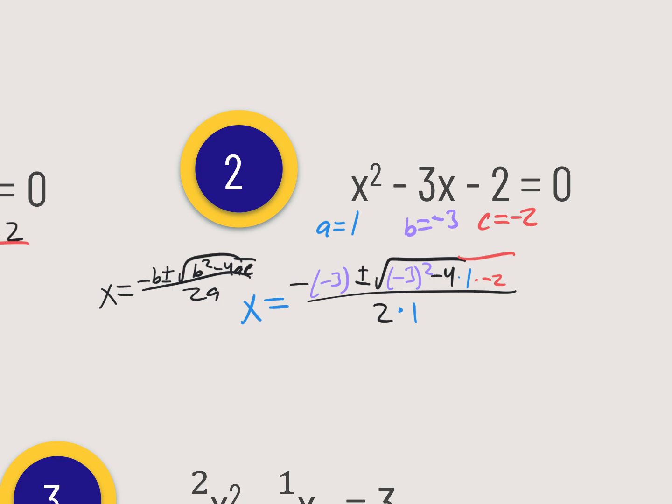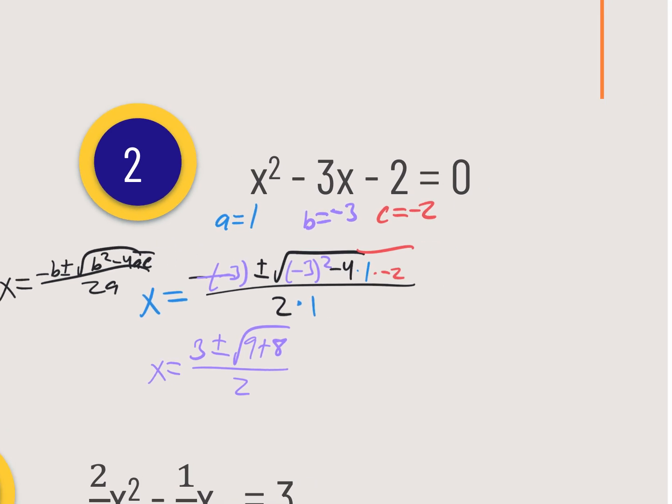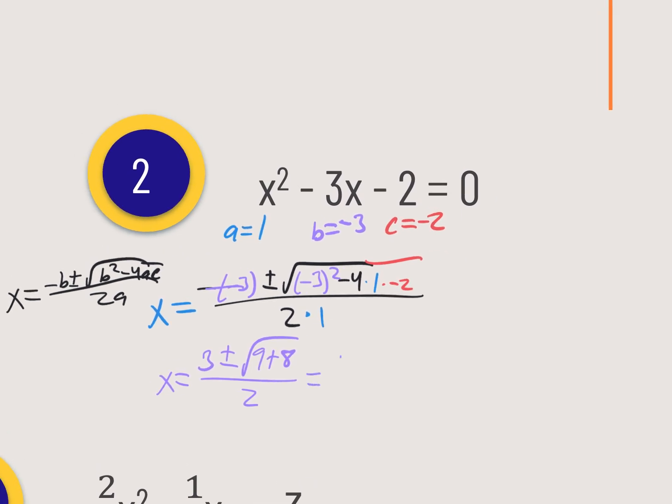All right, so now let's simplify this. -3 is going to be +3, so we get 3 plus or minus 3 squared, or -3 squared is 9. All right, -4 times 1 times -2 is +8. So that's going to be under the radical over 2 times 1 is 2. All right, so x equals this. And then 9 plus 8 should get you 17.